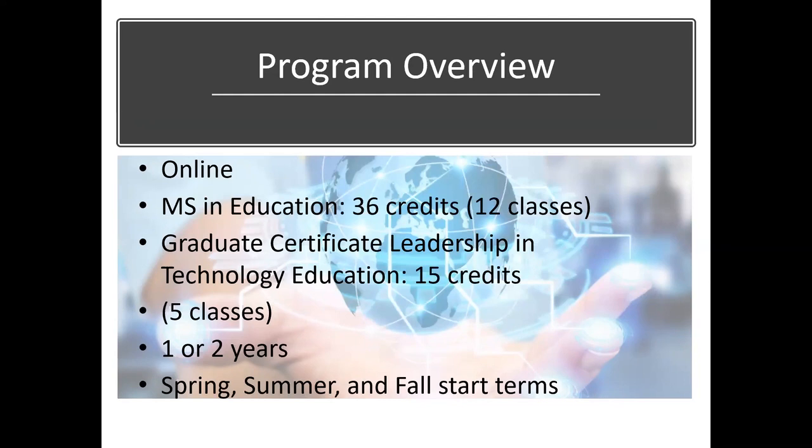Most of our students finish between 1 and 2 years, so students enrolled in the certificate program tend to take a year, and students enrolled in the master's degree program tend to take about 2 years. We enroll students in all 3 terms at Hopkins, so in the spring, summer, and fall, students can begin their programs.